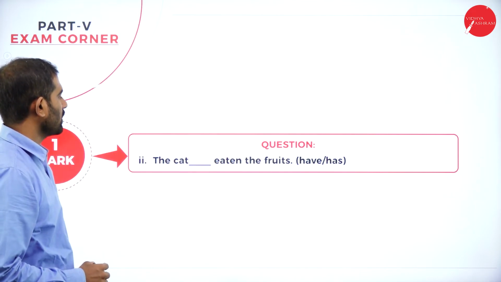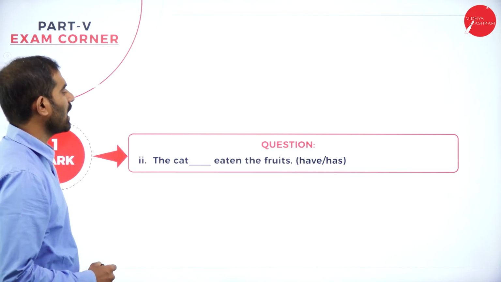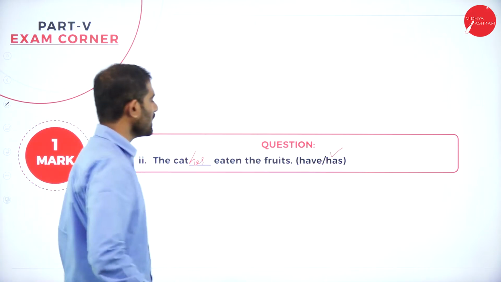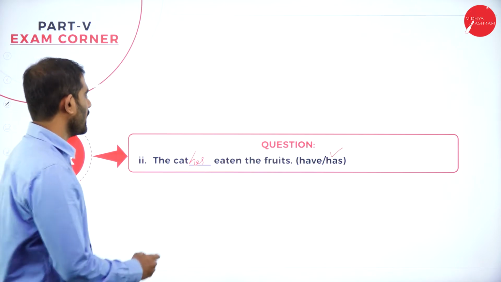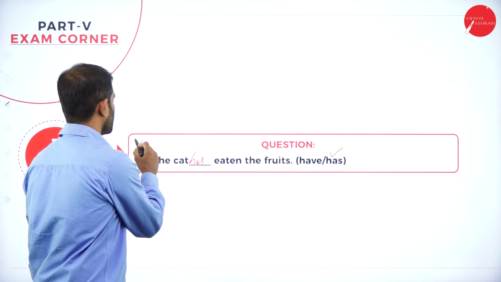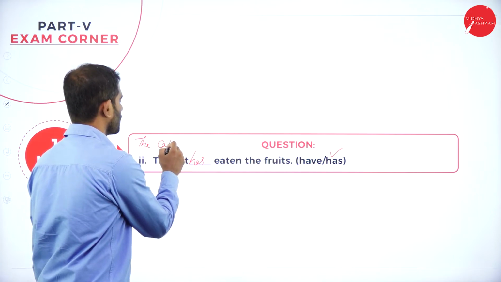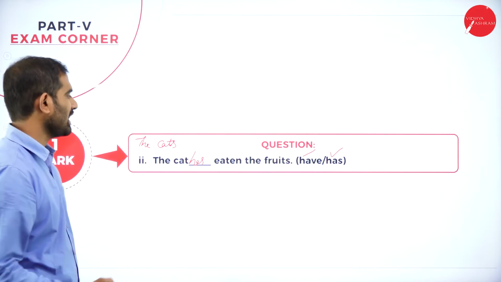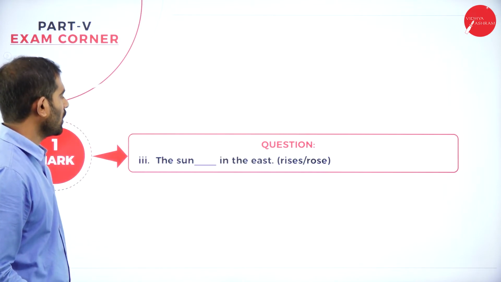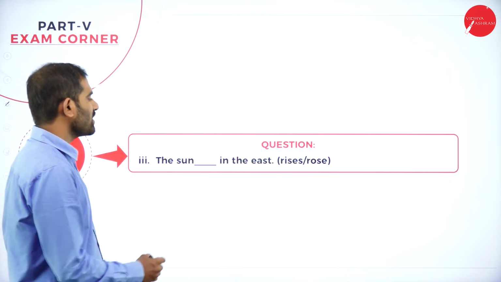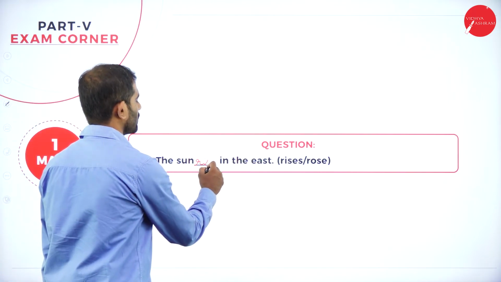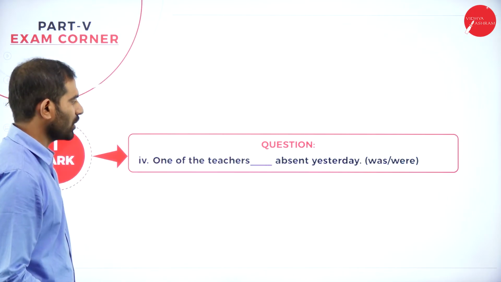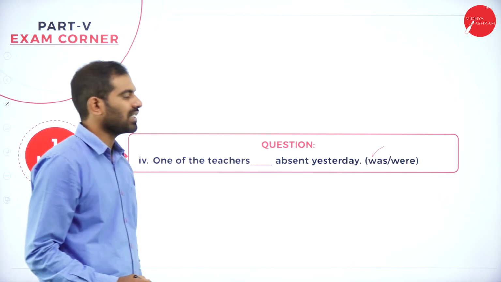Next one, the cat has eaten the fruits. If it is cats, then it is have. The cats have eaten the fruits. The sun rises in the east. One of the teachers was absent yesterday.